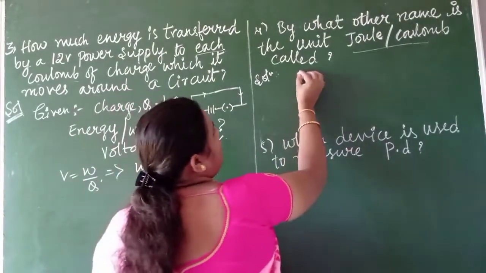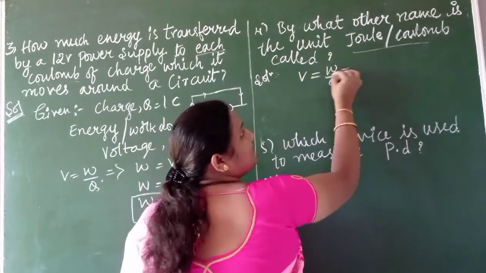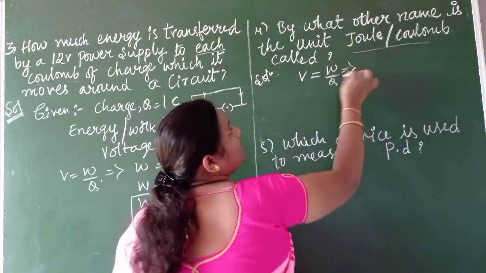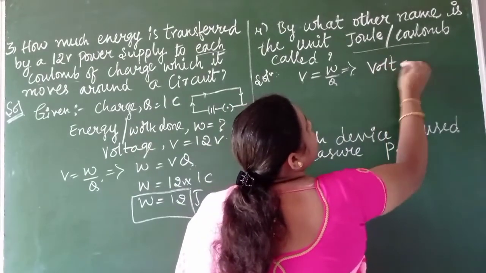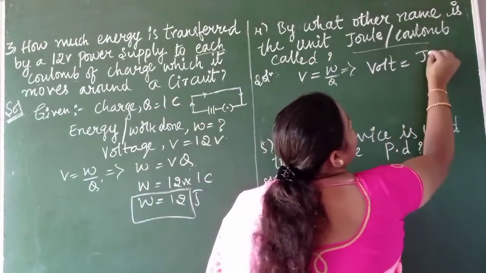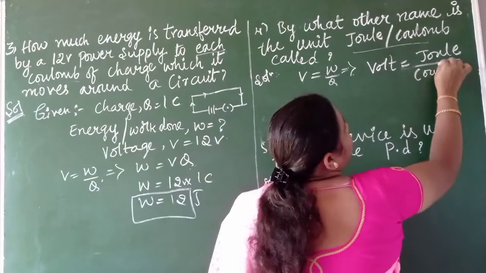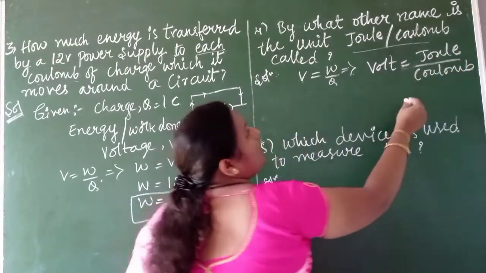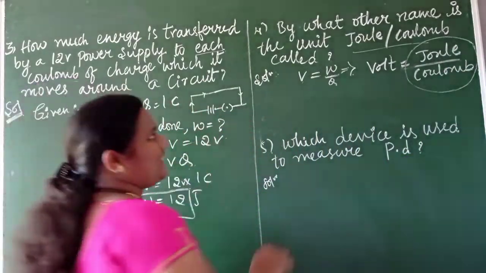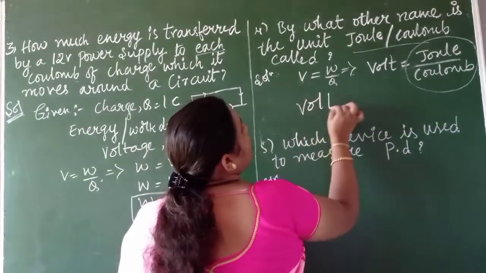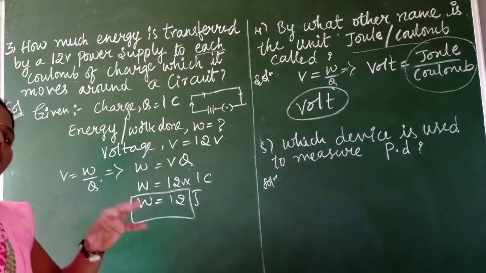Got it, children? We know that the potential difference V is equal to W divided by Q, so in terms of units, how will we write it, children? What is the potential difference unit? Volt. Volt is equal to work done, which is joule, divided by Q, the charge, whose unit is coulomb. So this joule per coulomb is nothing but the volt unit. Got it, children? So the answer is what? Volt. Volt is another name for joule per coulomb.